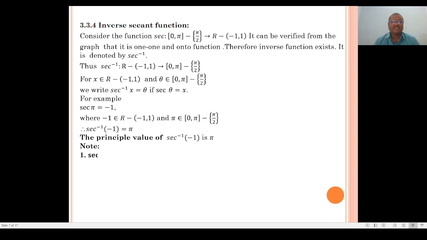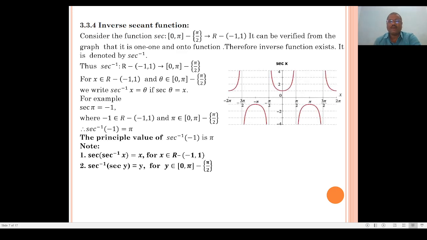Note that sec of sec inverse x equals x for x belongs to R minus the interval minus 1 to 1, and sec inverse of sec y equals y for y belongs to 0 to pi minus pi by 2, and this is the graph of sec x.